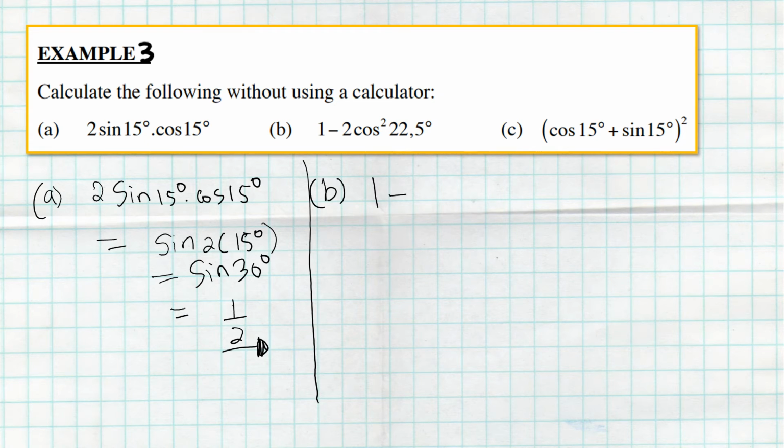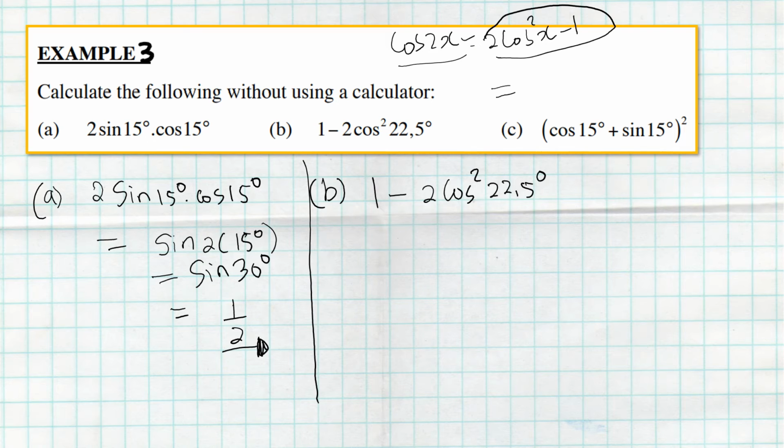In B, you are given 1 minus 2 cos squared 22.5 degrees. Look at this now. If you see, this one is for cos, the double angle for cos. Remember, we can change cos 2x into 2 cos squared x minus 1. But now they have interchanged it and are starting with 1. They are trying to trick you, because for cos, we know it can be changed into this.